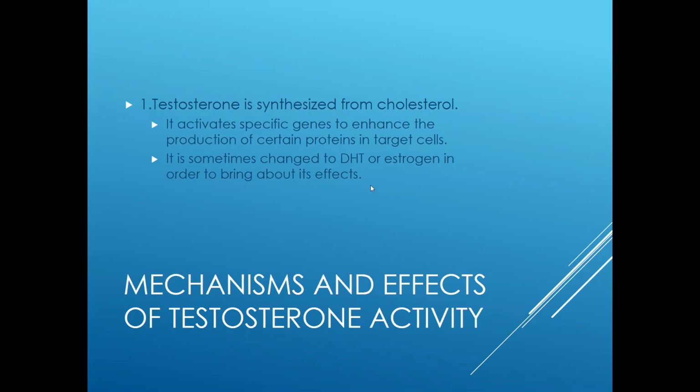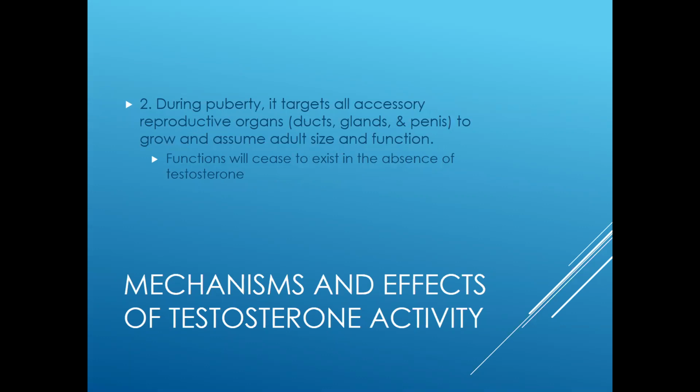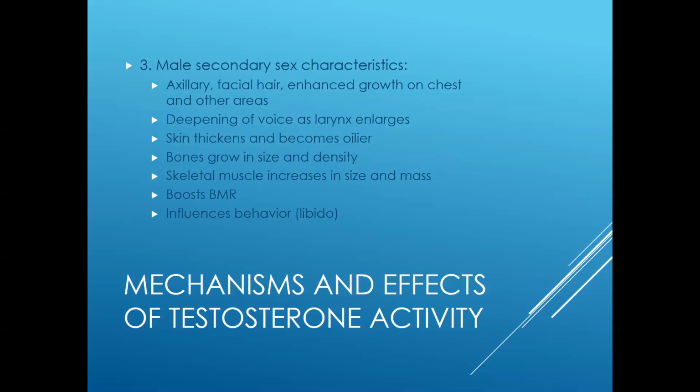So there's that. Now, during puberty, it targets all accessory reproductive organs, so the ducts, glands, and penis, to grow and assume adult size and function. And then, like we just mentioned, these functions will cease to exist in the absence of testosterone. So we won't get things happening if we don't have the testosterone. But that's not going to be secreted until puberty anyway.